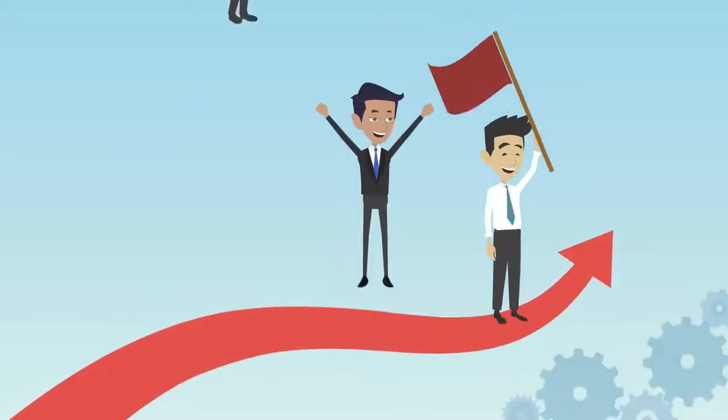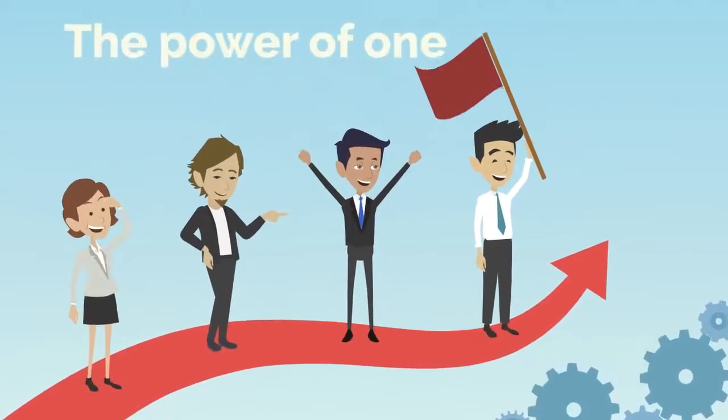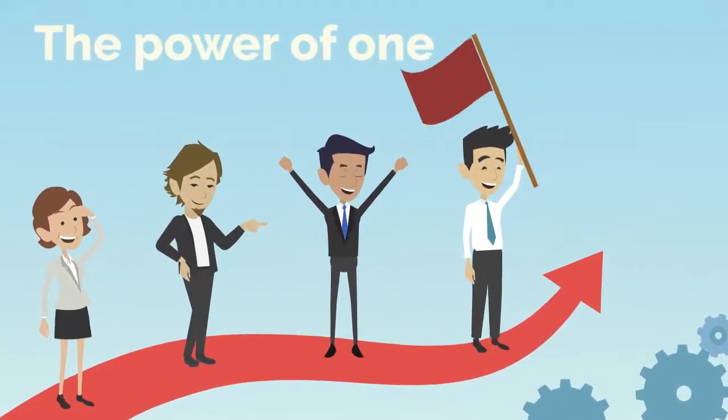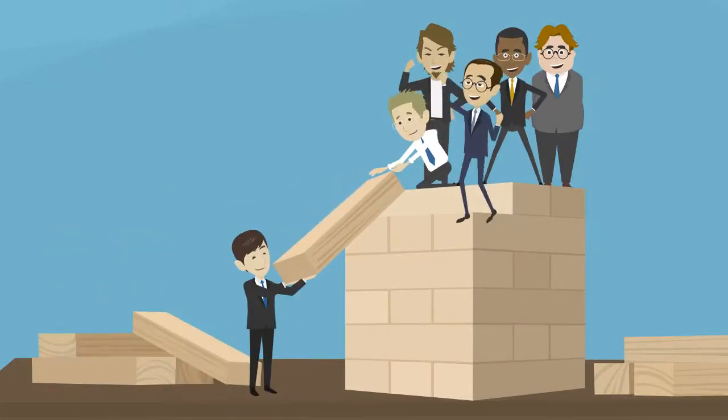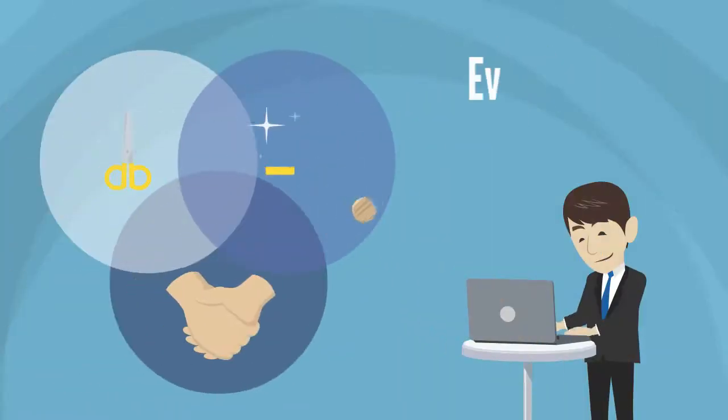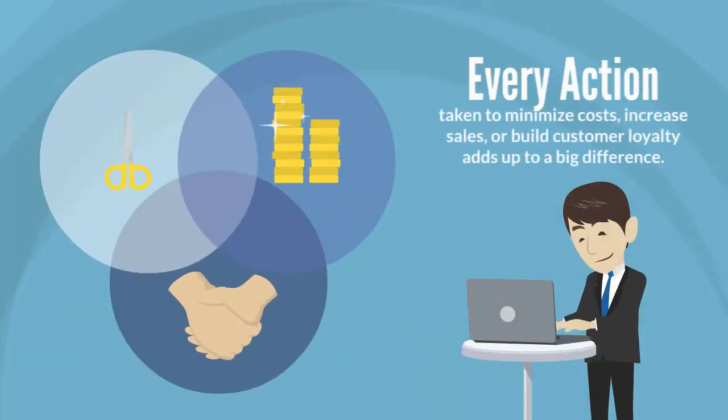The power of one is the ability for one person to affect the success of a whole company. Everyone in a distributor has a direct and noticeable impact on the company's economic health. Every action taken to minimize costs, increase sales, and build customer loyalty adds up to a big difference.